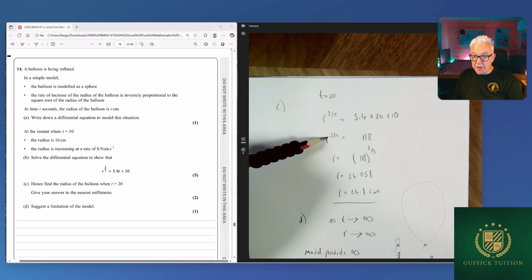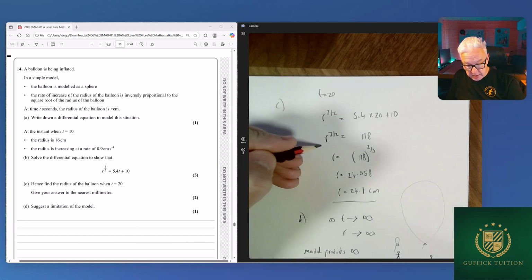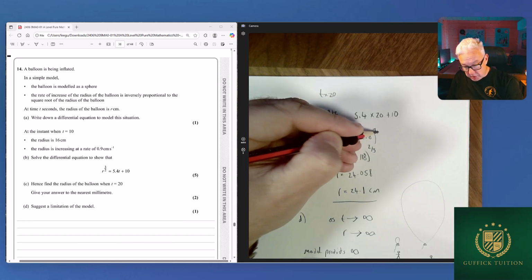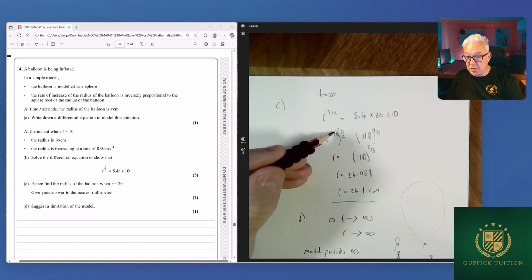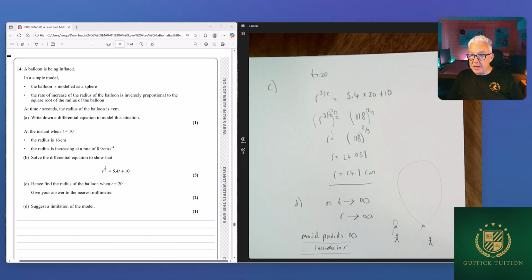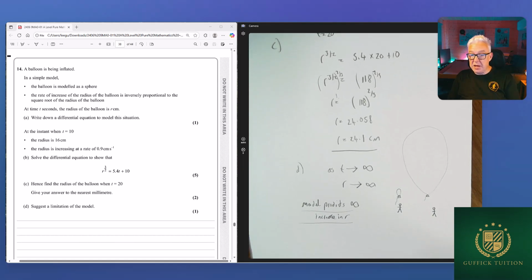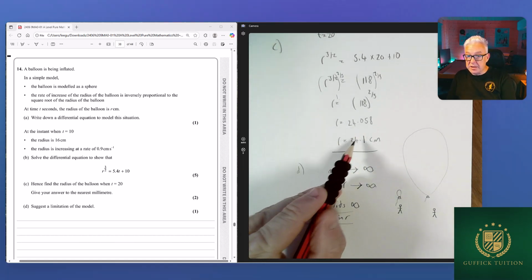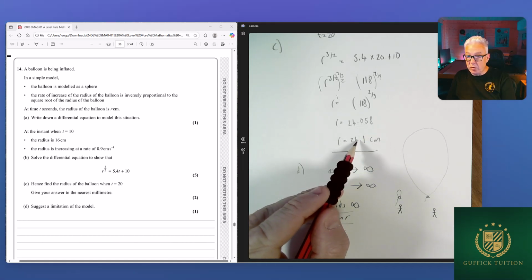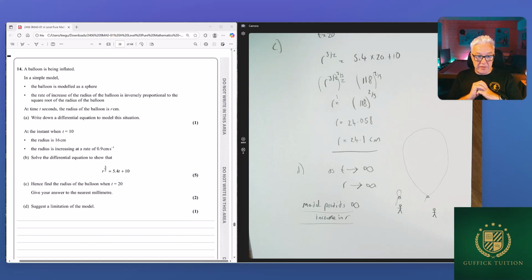We want to make r the subject, so we put both sides to the power of 2 over 3. Because when you do that, 3 over 2 times 2 over 3 is 1. So that means that the radius is 24.058. The question says give it correct to the nearest millimeter. So that's going to be 24.1 if we give the answer correct to the nearest millimeter.